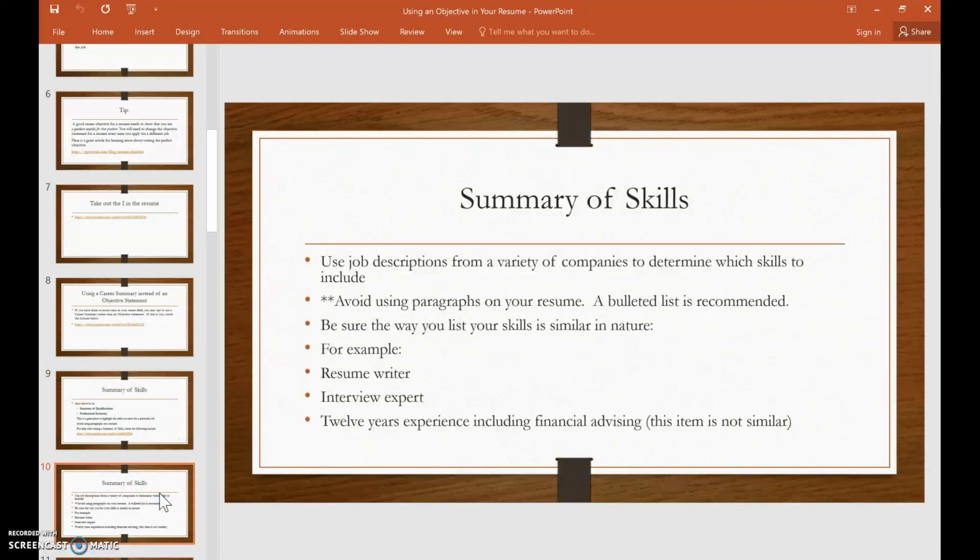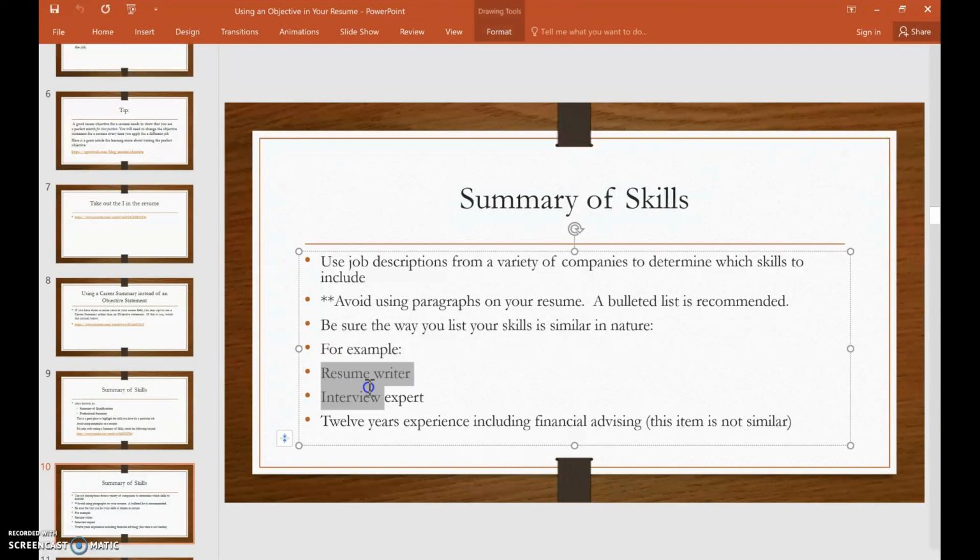There is one structural issue I want to discuss. Whenever you're listing your skills in a resume, anything you list should be bulleted, and it should be similar in structure. Parallel, for those of you English students that remember this from junior English.